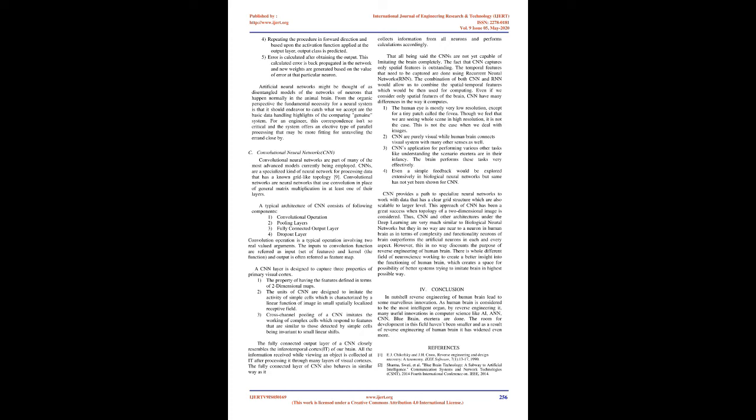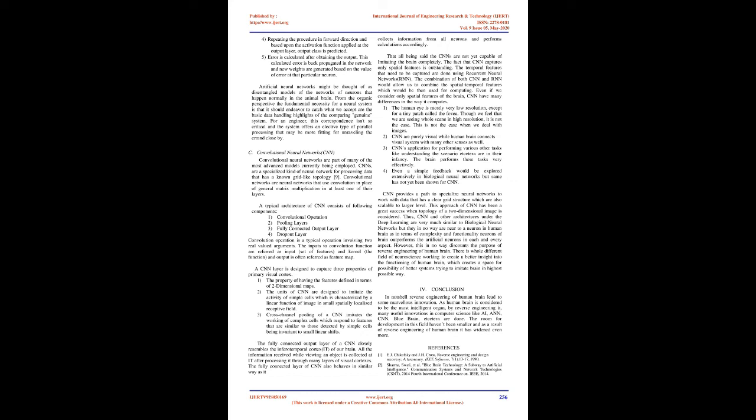Many types of activation functions like sigmoid, tanh, etc. are there and the one to be used is selected based upon the application. 4. Repeating the procedure in the forward direction, and based upon the activation function applied at the output layer, the output class is predicted. 5. Error is calculated after obtaining the output. This calculated error is backpropagated in the network and new weights are generated based on the value of error at that particular neuron.